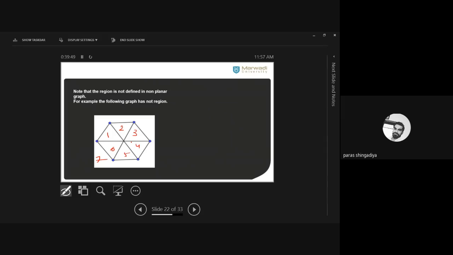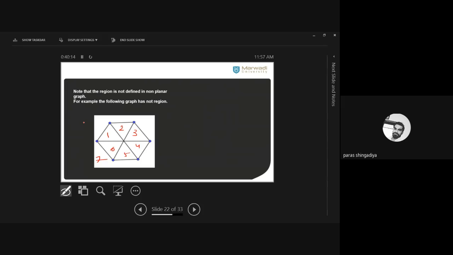If you put one vertex at the center here, making it 7 vertices, then this graph is planar and it has a correct 7 regions. But there is no vertex at that place. So here we cannot assign the regions 1 to 7 to this graph. For a non-planar graph, we cannot assign regions. We cannot consider regions.